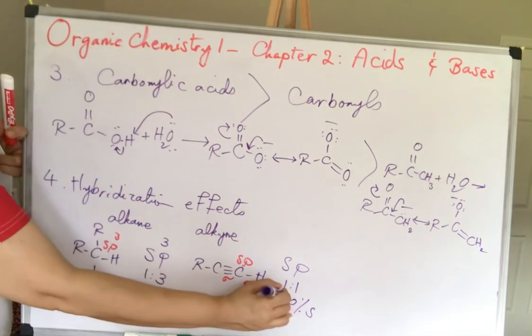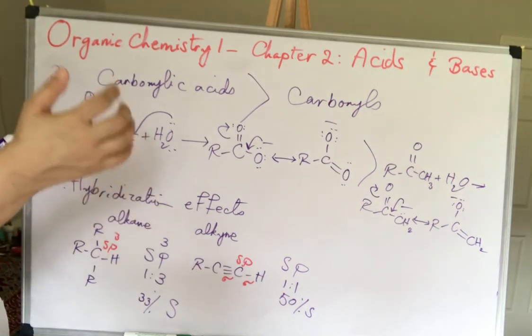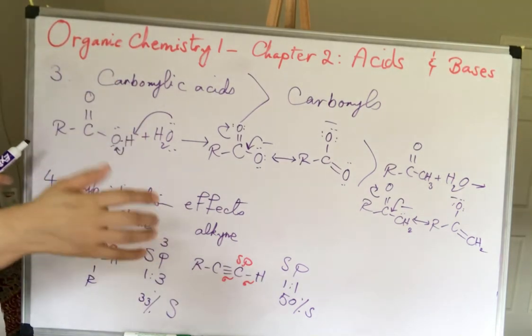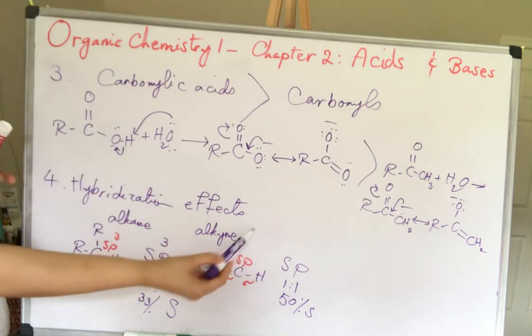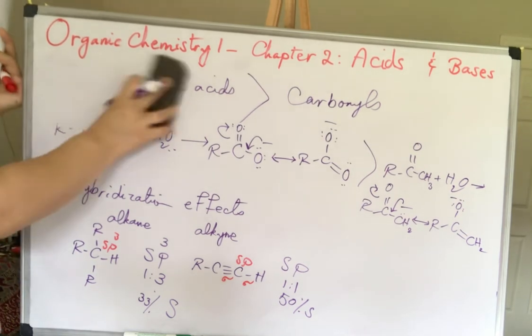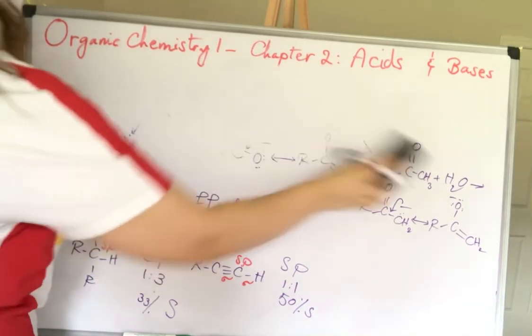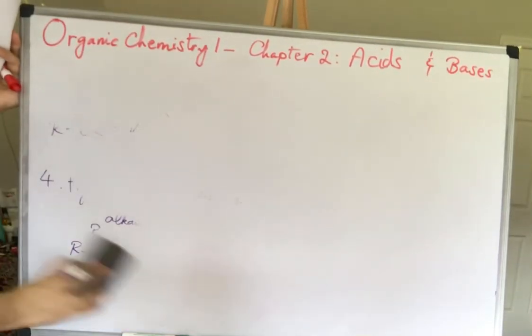Why do we talk about S? Because remember, S orbitals are spherical. Electrons in S orbitals are closer to the nucleus. So the more the share of S orbital, the more the acidic property. So I want you to keep these 4 factors in mind to assess and compare the acidity of different groups.